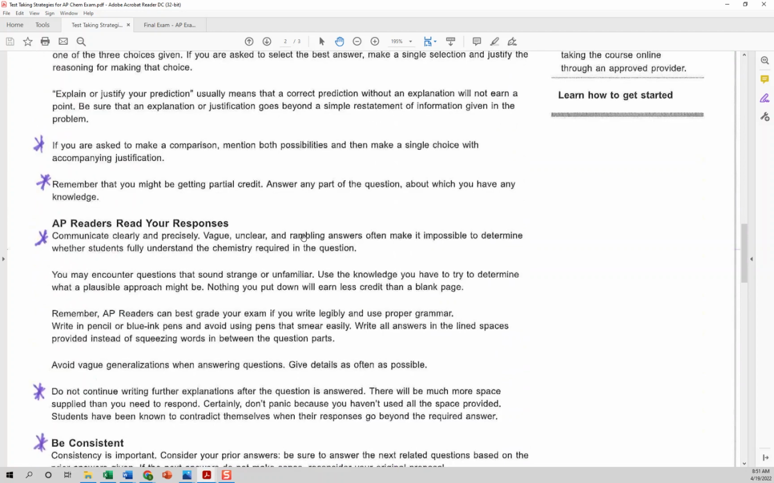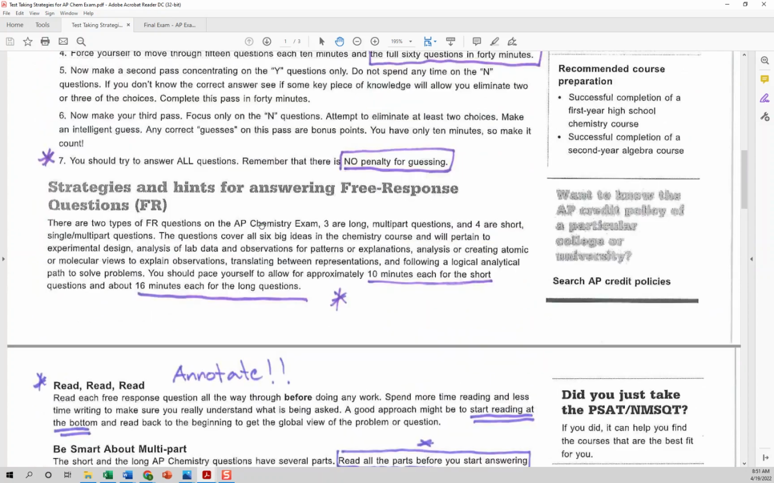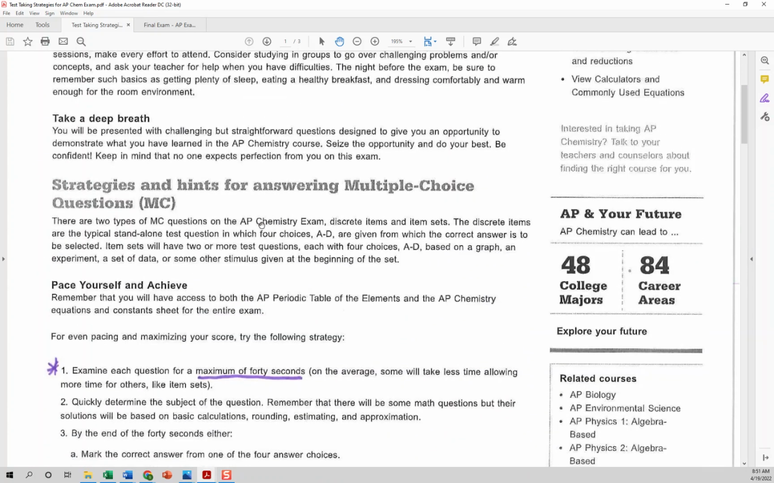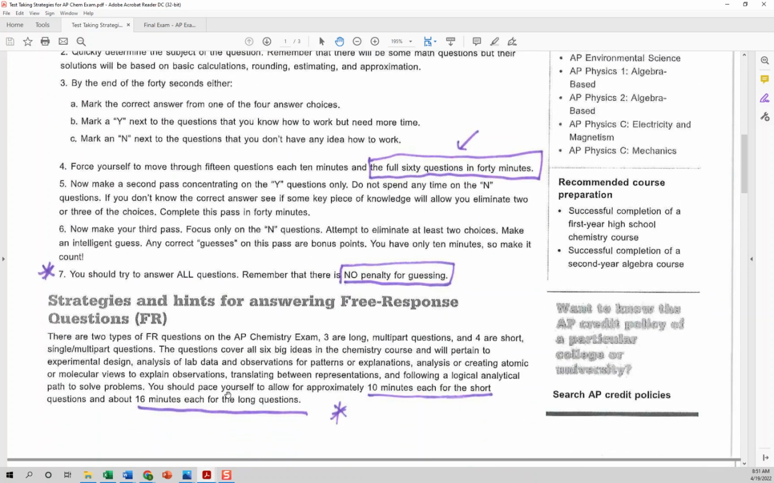So this handout, again, is given to you. You might want to check that out. This is straight from College Board. But a word of warning, this was published before they made the free response section 105 minutes. So this says 16 minutes and then 10 minutes, 16 minutes for the longer questions and 10 minutes for the shorter ones. That was when the free response was also 90 minutes. So now that it's 105, this is more like 20 to 23, and the shorter questions are 7 to 8, or 7 to 10, depending.